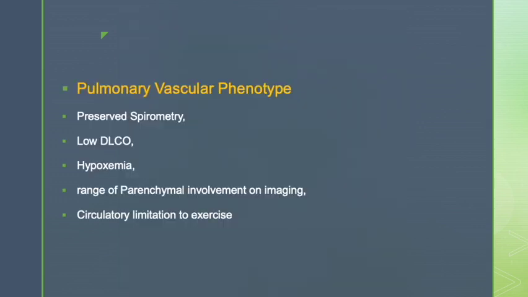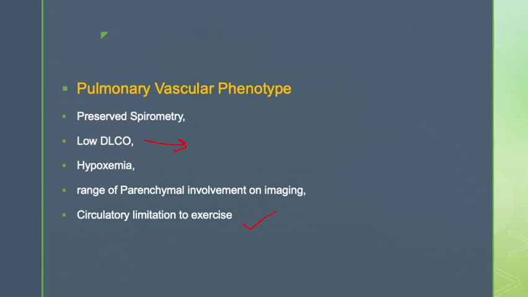There is also a phenotype which is described, called the pulmonary vascular phenotype. In this group of patients, the spirometry is preserved. So there is no COPD or ILD obviously visible, but this patient will have a low diffusion capacity. These patients may complain of hypoxemia, and when you do a scan, they may or may not have enough parenchymal involvement, but they will have a circulatory limitation to exercise.